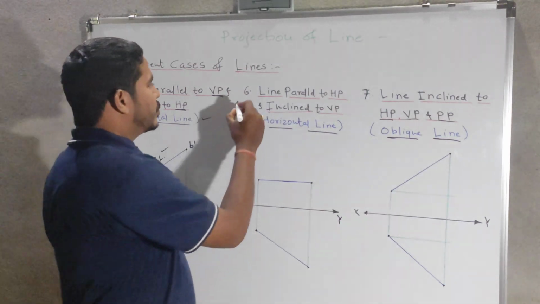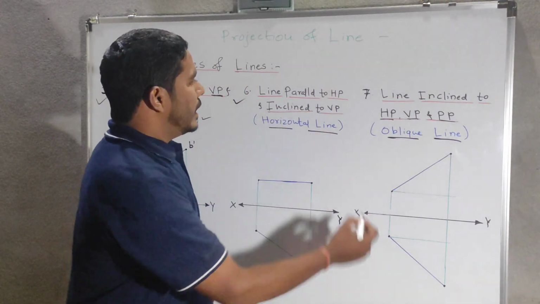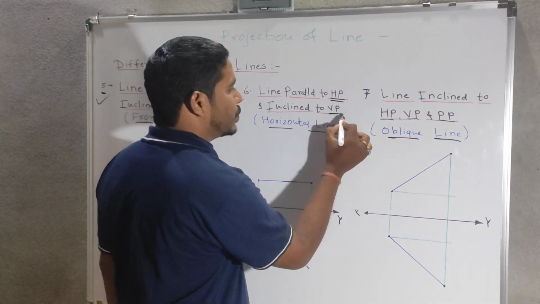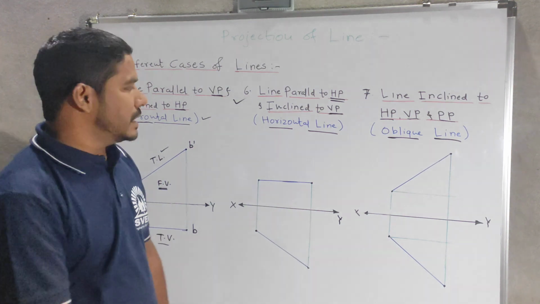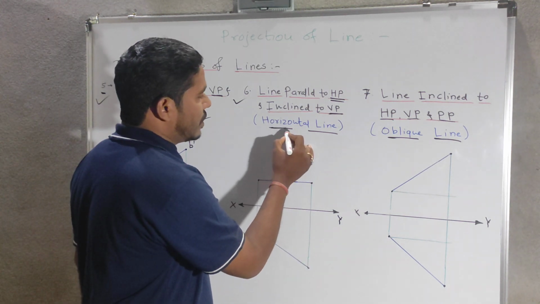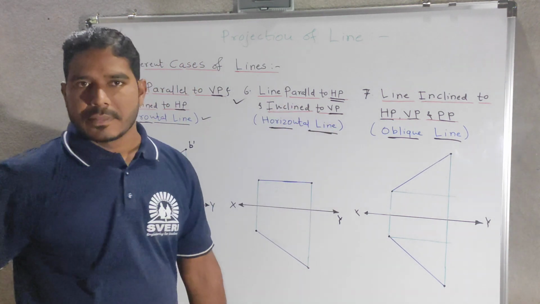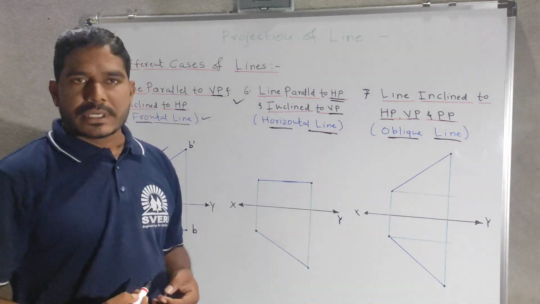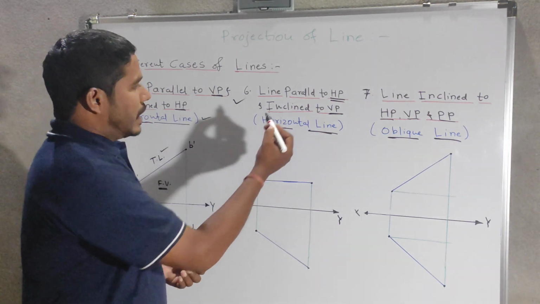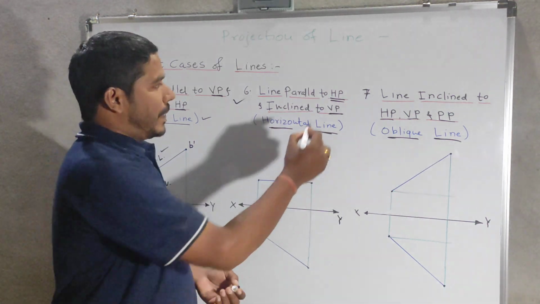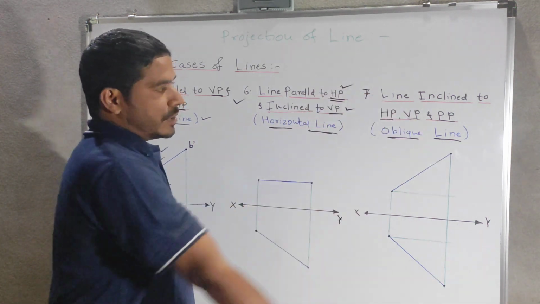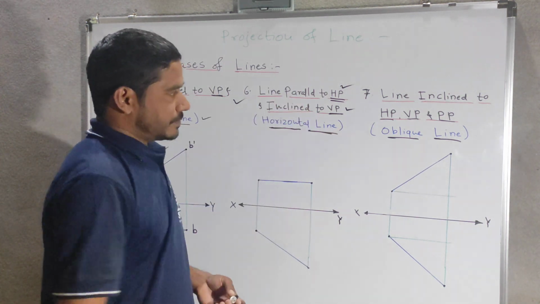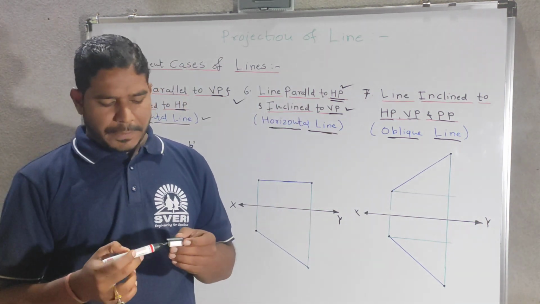Now we'll move to the sixth case. That is the line parallel to the HP and inclined to the VP, and we call it a horizontal line. If asked what a horizontal line is, you should be able to answer that. The line which is parallel to the HP and inclined to the VP is called a horizontal line. Okay, we'll see practically its position.